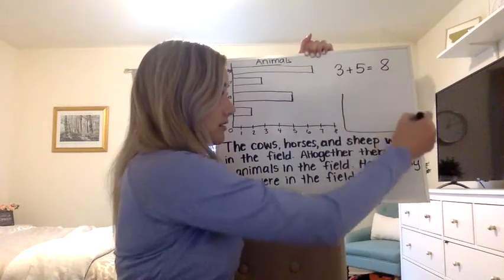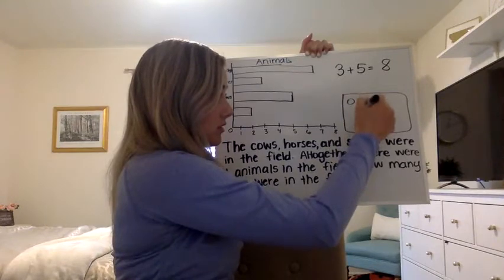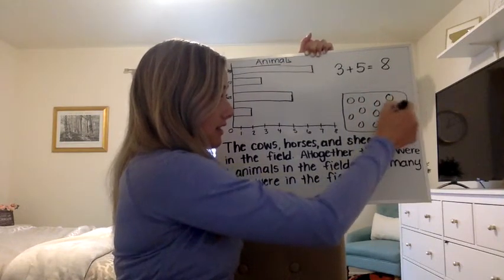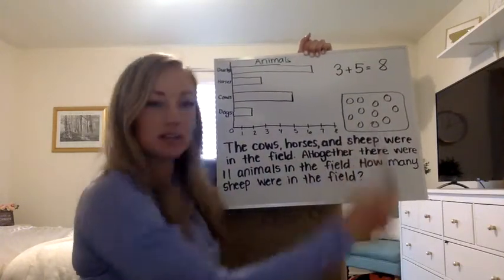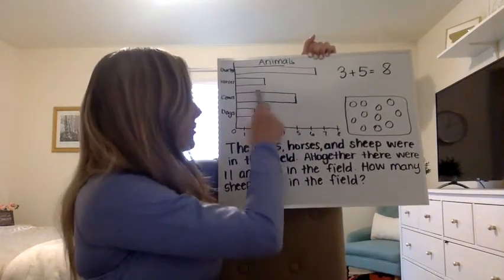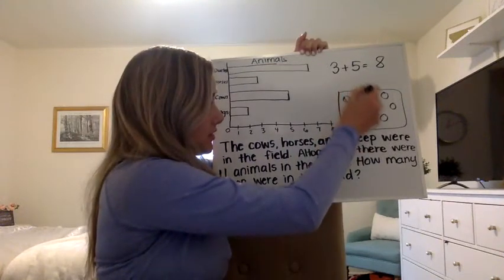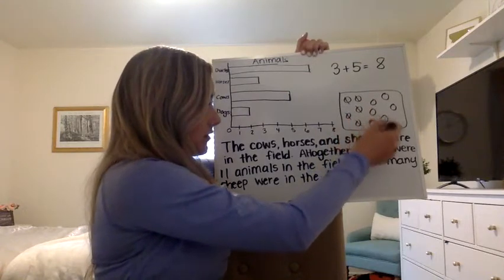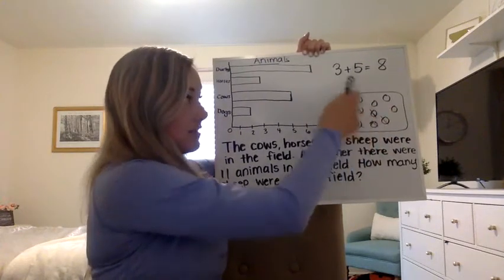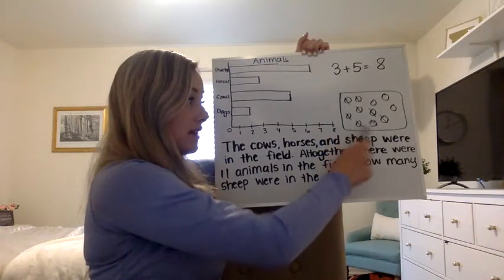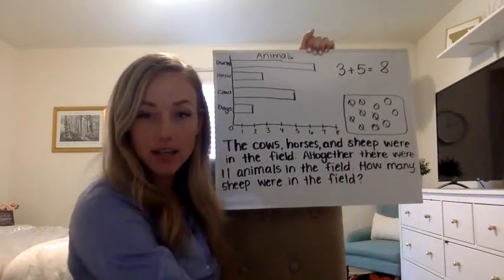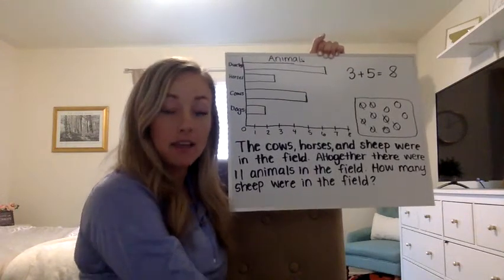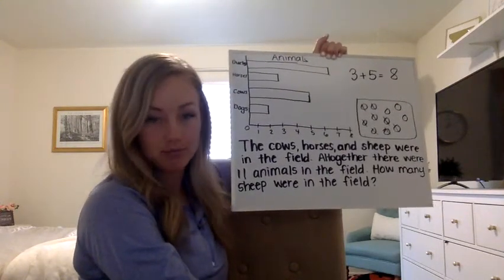Here's our field. 1, 2, 3, 4, 5, 6, 7, 8, 9, 10, 11. Okay, there's our 11 animals out in the field. 3 of them are horses. 1, 2, 3. 5 of them are cows. 1, 2, 3, 4, 5. So that means 1, 2, 3, 4, 5, 6, 7, 8. 8 of the animals are either horses or cows. Okay? The question is, how many sheep were in the field?